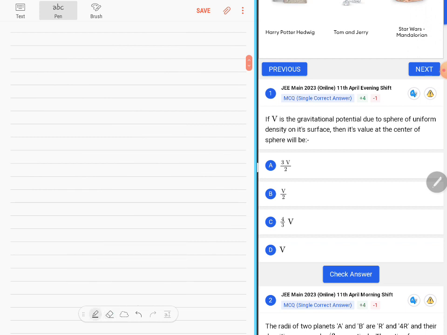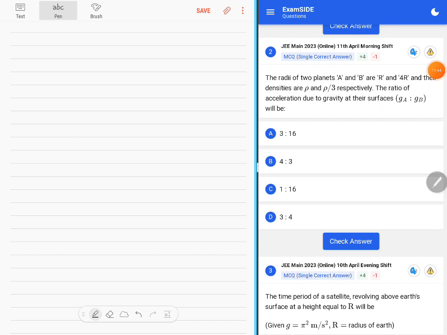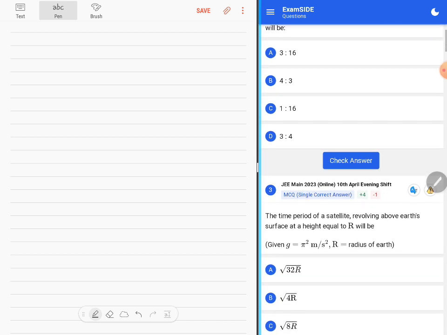Look at the system, the radii of the two planets A and B are r and 4r, and densities rho and rho by 3. Find the ratio of the acceleration due to gravity. It's the same sum, so you can do it, you have already done it before. So let's go to the next question.